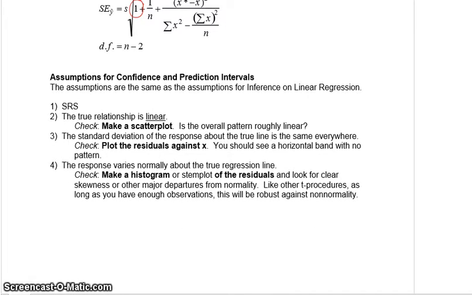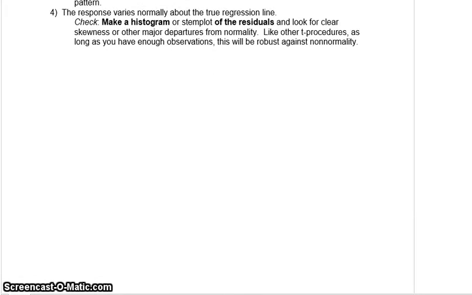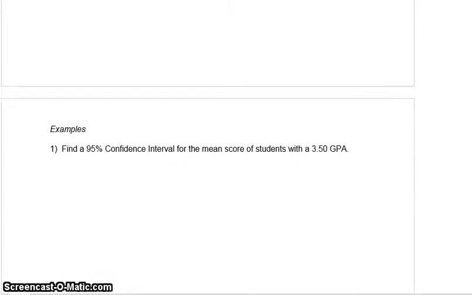The assumptions for confidence intervals and prediction intervals are the same as for inference on linear regression. We need to make sure we have a simple random sample, that the true relationship is linear, that the standard deviation of the response about the true line is the same everywhere, and that the response varies normally about the true regression line. So we already did that for this problem when we did the review. So we're going to just go ahead and say see above when we get to that point.